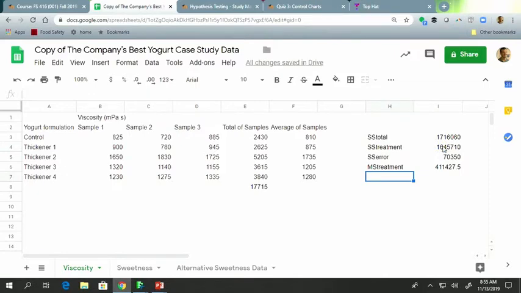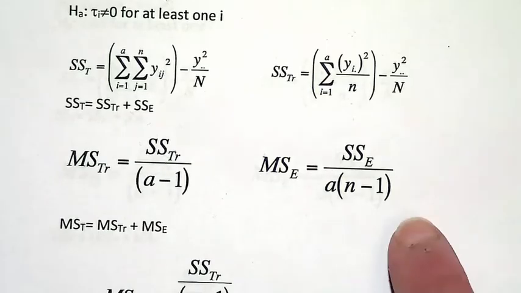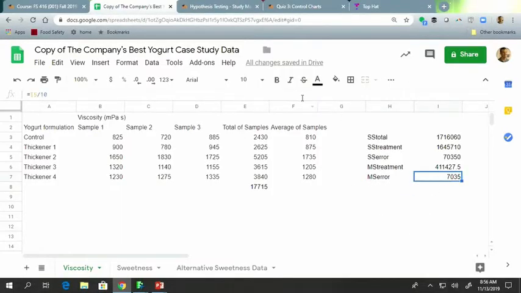All right. Okay, so let's move on and get the mean squares for the error, because we have that formula right here. So this one was pretty straightforward as well. I just took the sum of squares error divided by 10. How did I get 10?